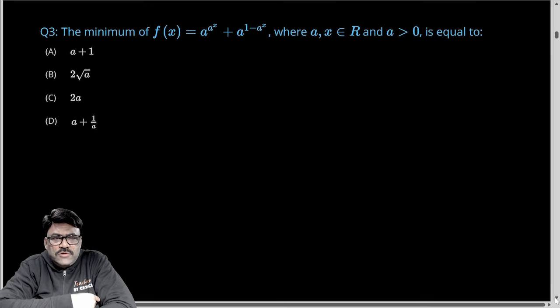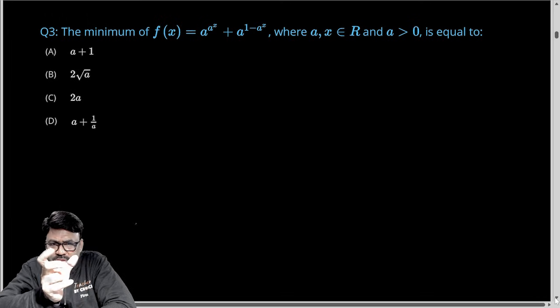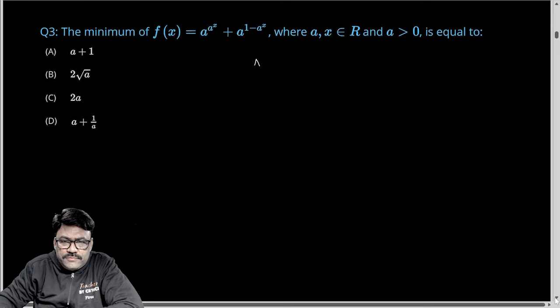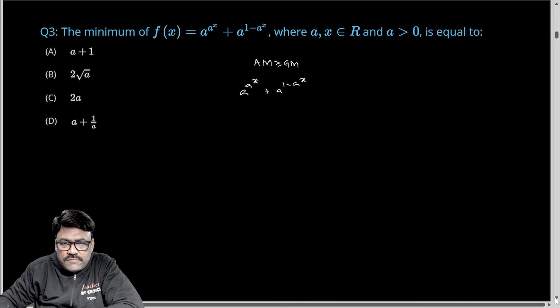Okay, see this question. You have to get the minimum value of the function. It is actually based on AM-GM, as a is a positive number. And when you multiply these terms, the product will be independent of x. Obviously, they are asking the minimum in terms of a. So if I apply AM-GM here, AM is greater than or equal to GM. So the arithmetic mean of these two numbers is a raised to x plus a raised to 1 minus a raised to x divided by 2. This is the arithmetic mean.